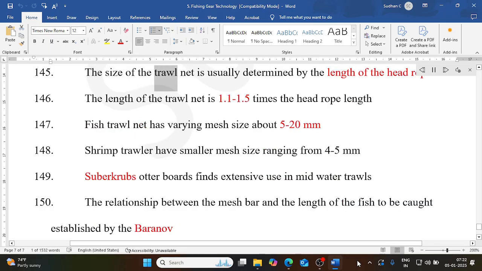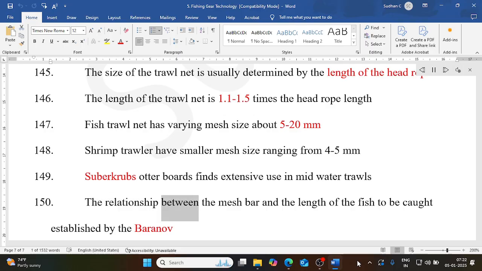The size of the trawl net is usually determined by the length of the head rope. The length of the trawl net is 1.1 to 1.5 times the head rope length. Fish trawl nets have varying mesh sizes of about 5 to 20 millimeters. Shrimp trawlers have smaller mesh sizes ranging from 4 to 5 millimeters. Super crab otter boards find extensive use in midwater trawls.